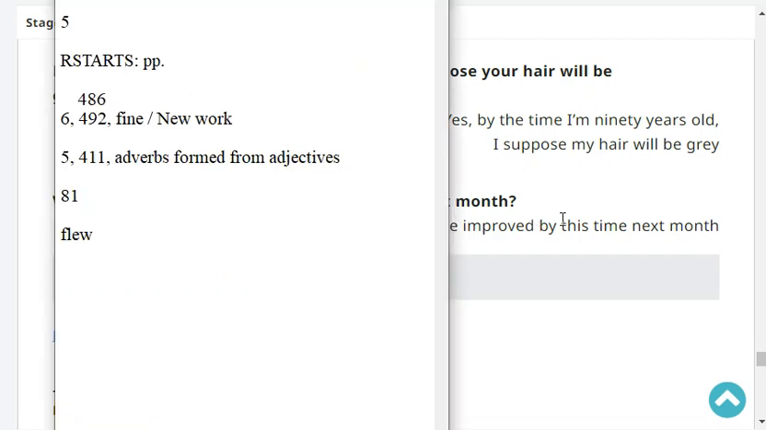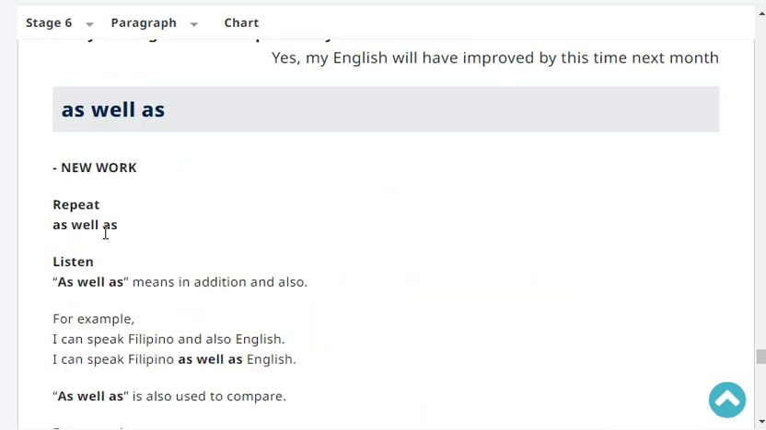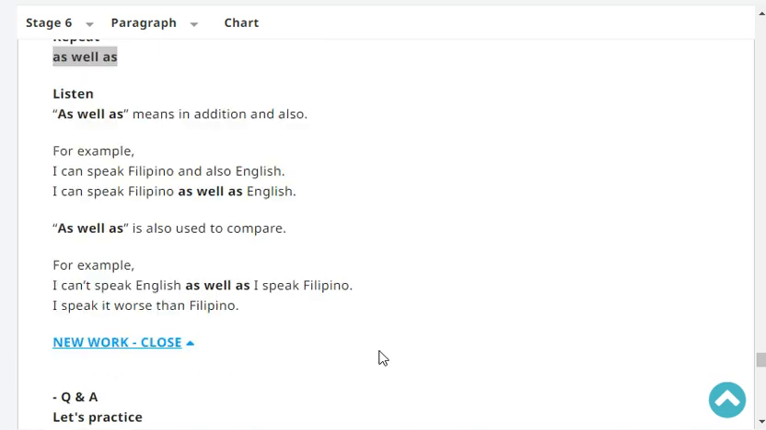Next, repeat: as well as. Very good. Okay. As well as means in addition or also. For example, I can speak Filipino and also English. Or we can say I can speak Filipino as well as English. As well as is also used to compare. For example, I can speak English as well as I speak Filipino. I speak it worse than Filipino.